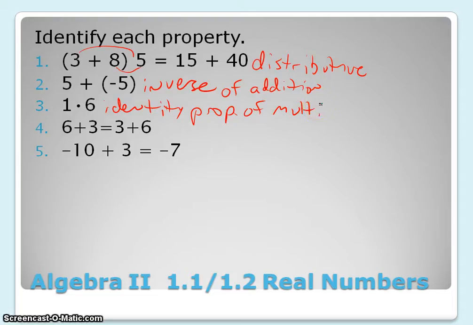Let's take a look at our next one. 6 plus 3 equals 3 plus 6. Now that equation is true, and we've moved our numbers around, or they have commuted. So that's going to be our commutative property.